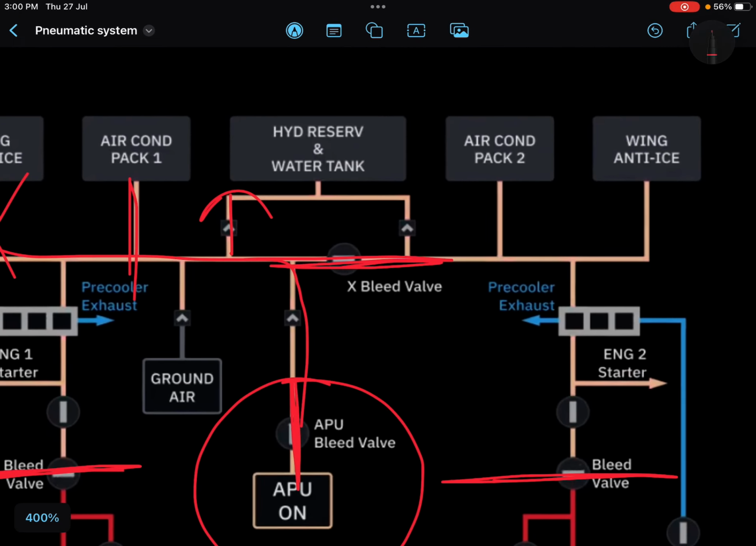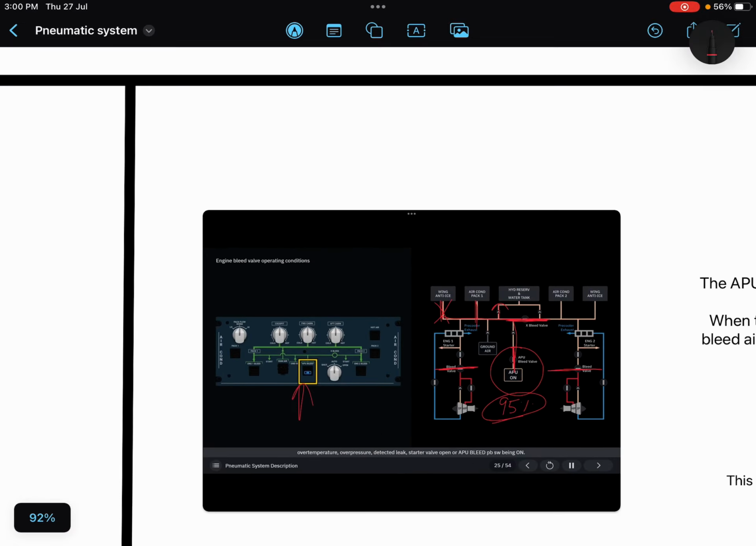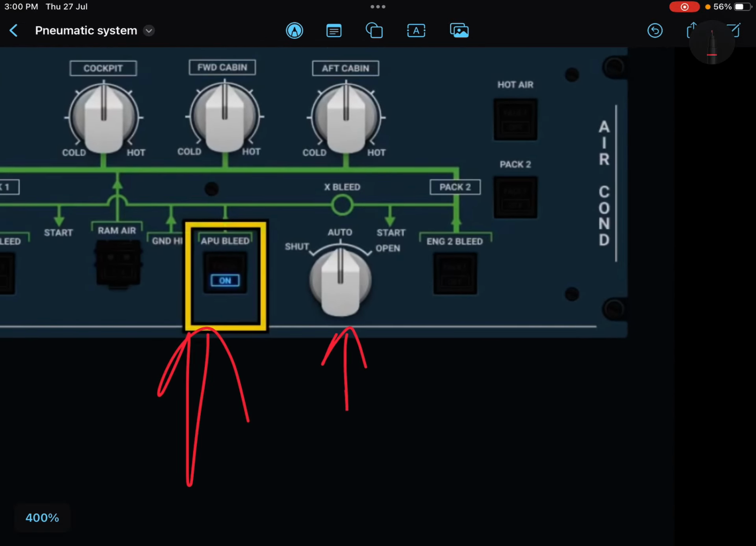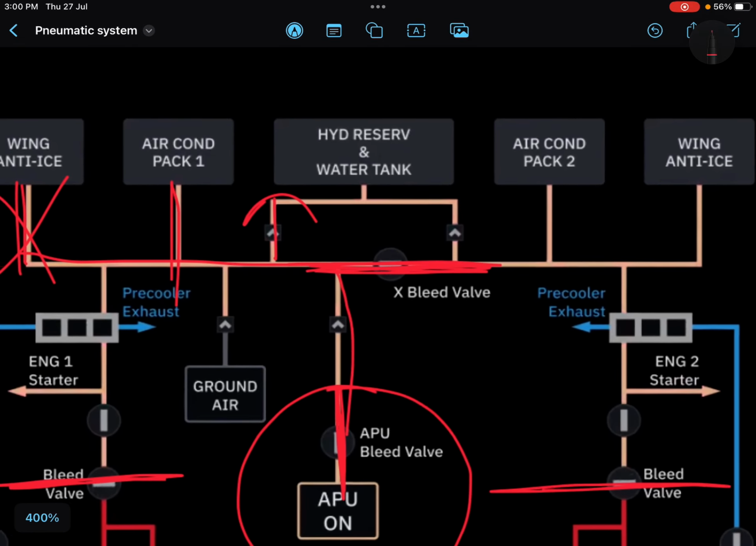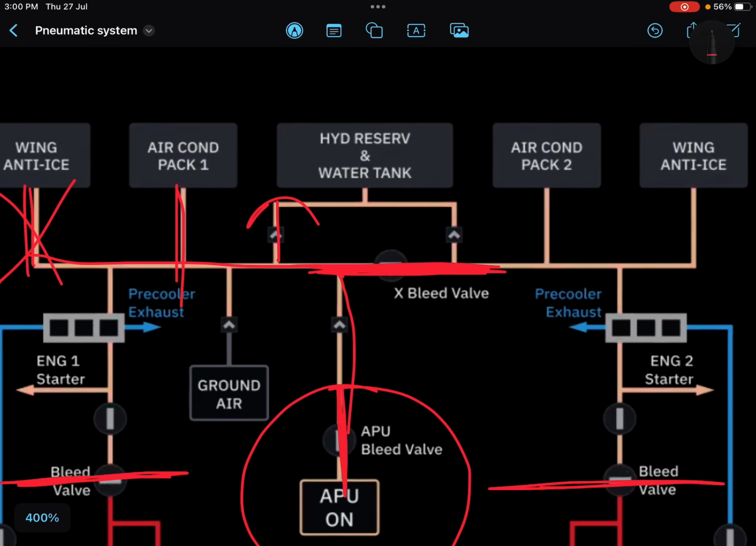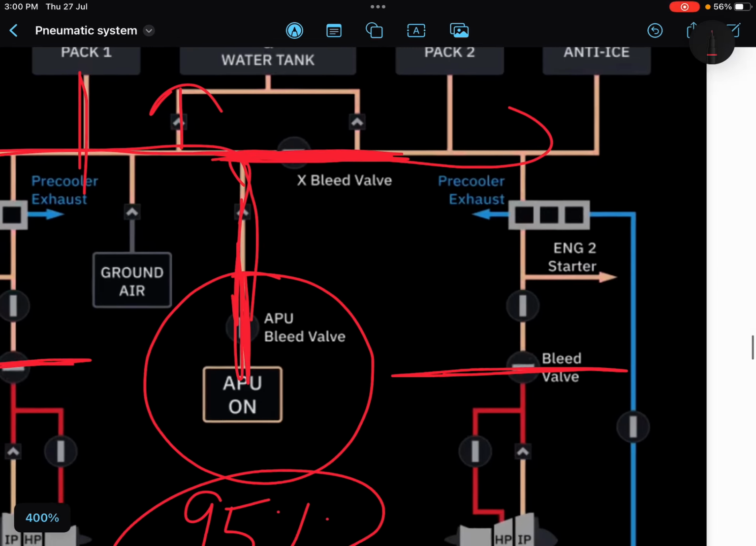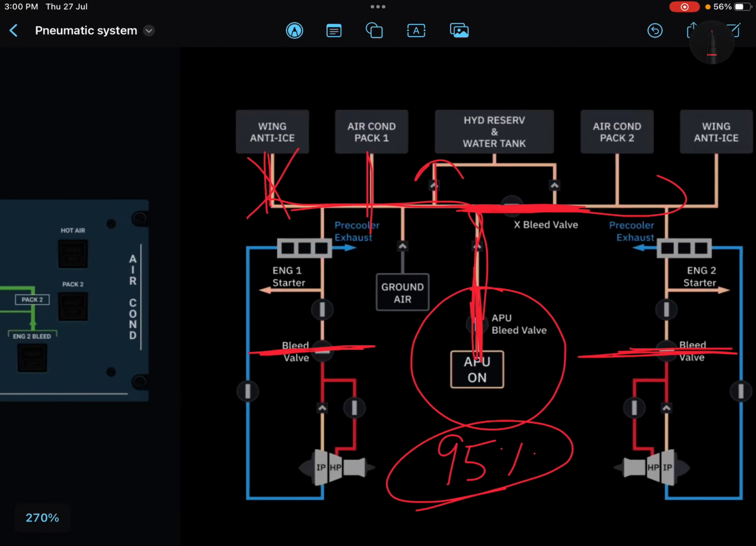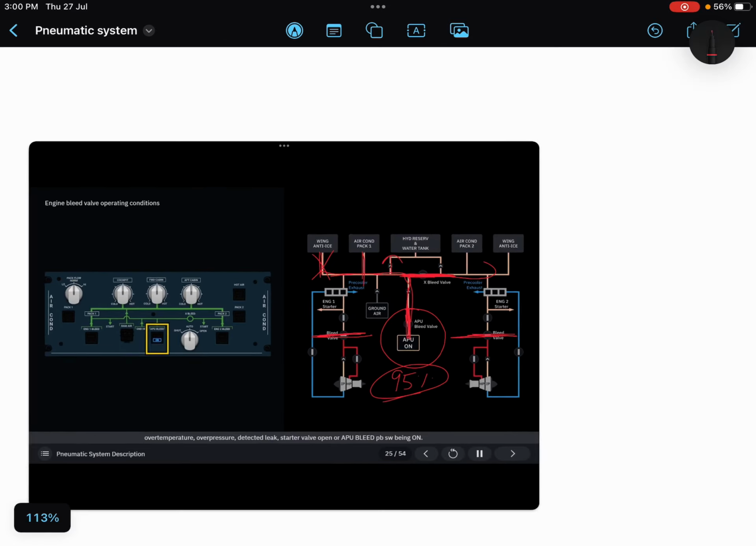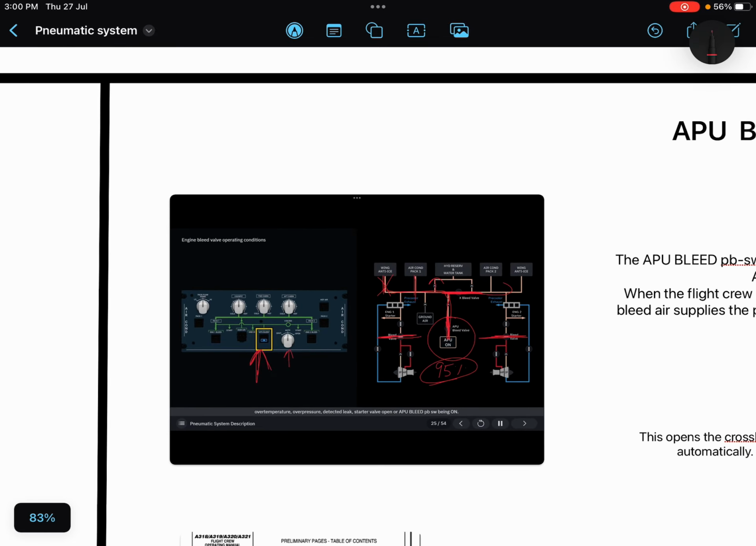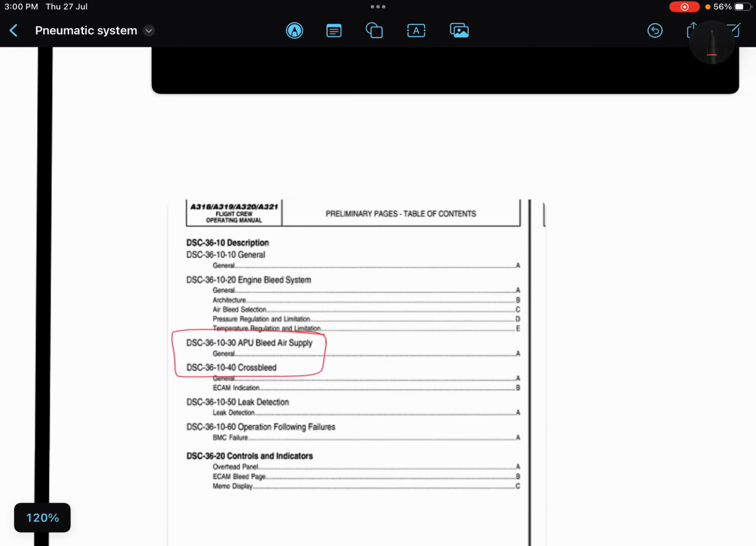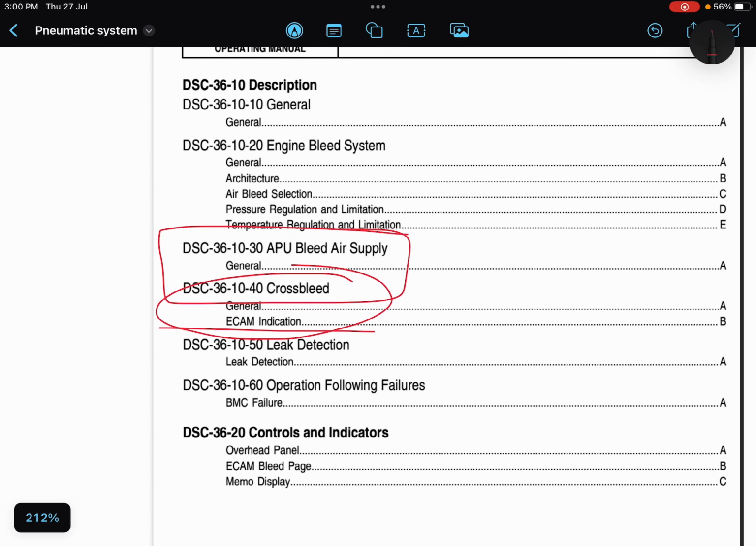This cross bleed valve automatically opens if that knob is at auto. This will be automatically opened if you have pressed the APU bleed push button. This cross bleed valve will open automatically to allow the APU to supply bleed air to all the systems, and it will allow the bleed valves to close automatically. Correct. Now we have discussed the APU bleed system and cross bleed. Now comes the leak detection.